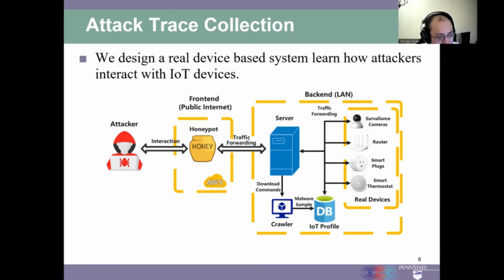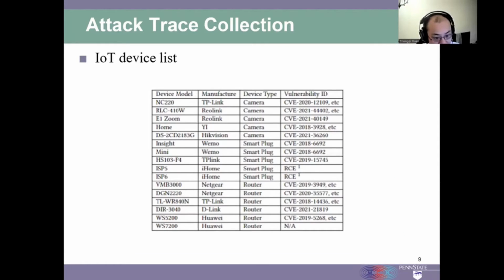This table shows the devices we use for the experiment and their corresponding vulnerabilities. Currently, we only collect data for several IoT cameras, smart plugs, and routers.